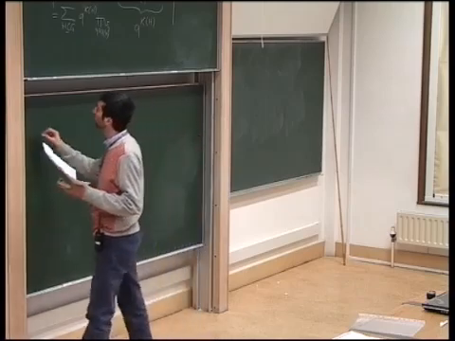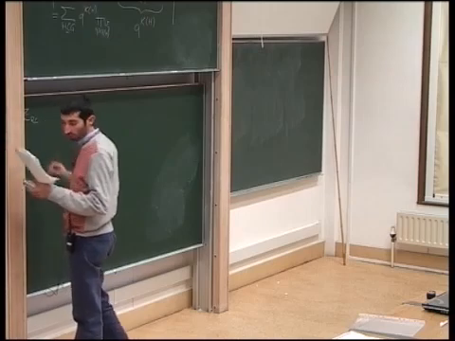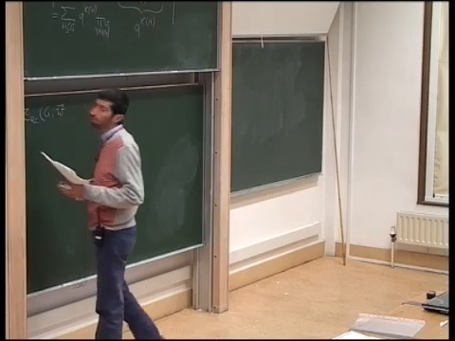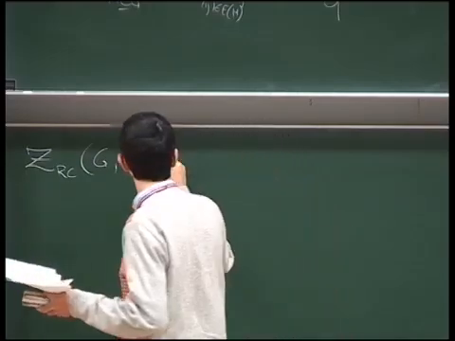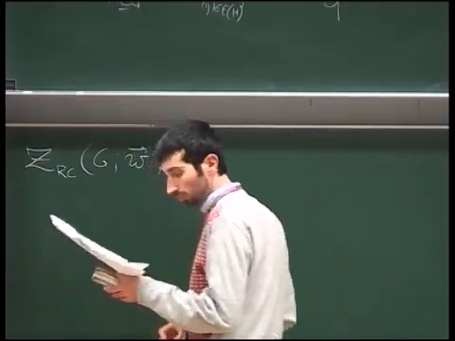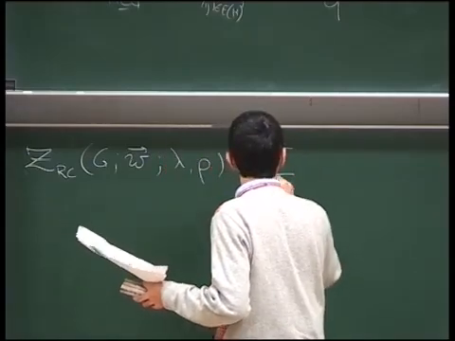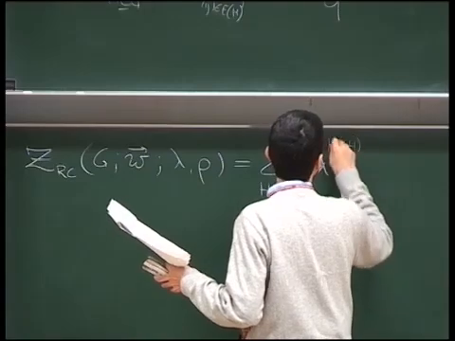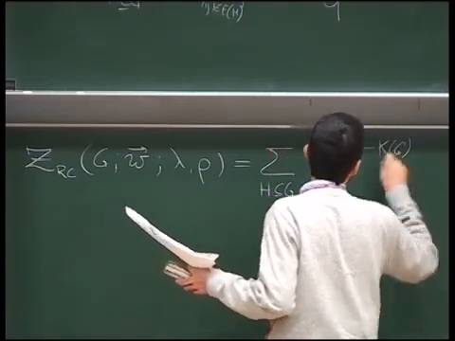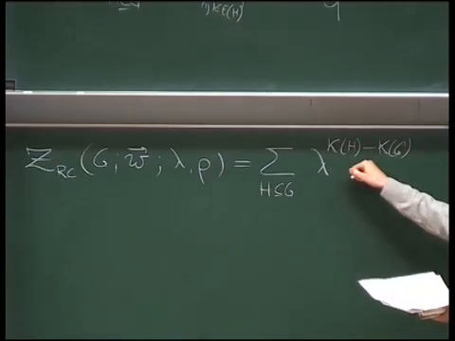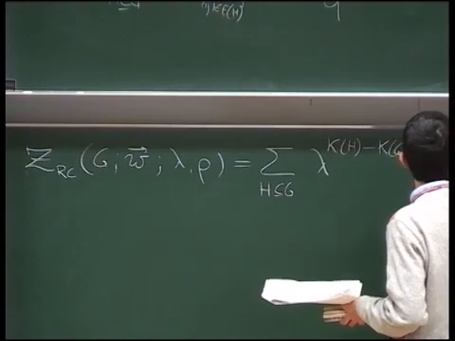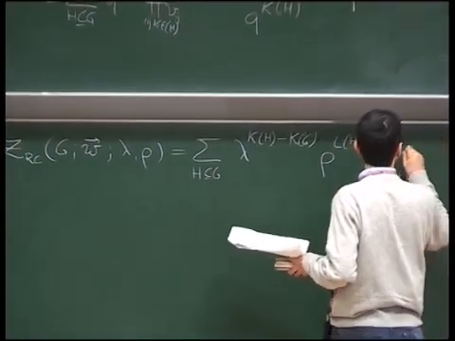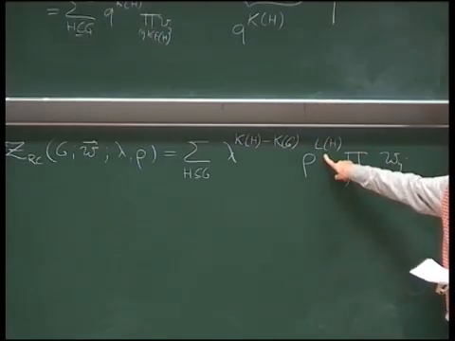So let me define something that I call Z, the random cluster partition function of a graph G, a set W of edge weights, say symmetric, and two parameters lambda and rho, as the sum over subgraphs of lambda to the number of components in H minus the number of components in G itself, because why not? This will be an integer anyhow. Rho to the cyclomatic number of H, product over ij in H of Wij. What is this number? This is the cyclomatic number.